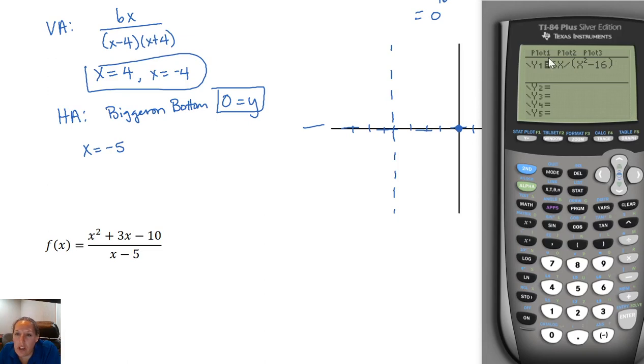And so we're going to go to our calculator on our y equals menu. We're going to put in that equation, 6x divided by x squared minus 16. And then we're going to go to second window to get our table set. Make sure that independent variable is listed with ask. And then we're going to go to our table.